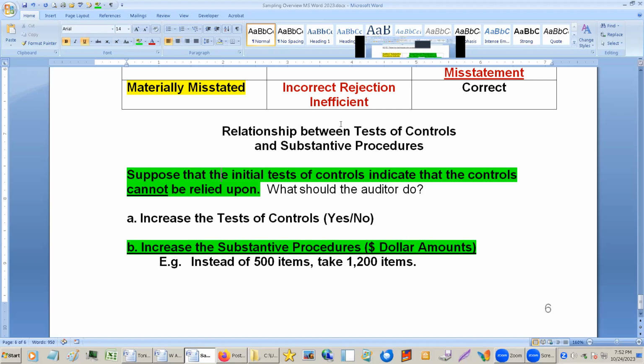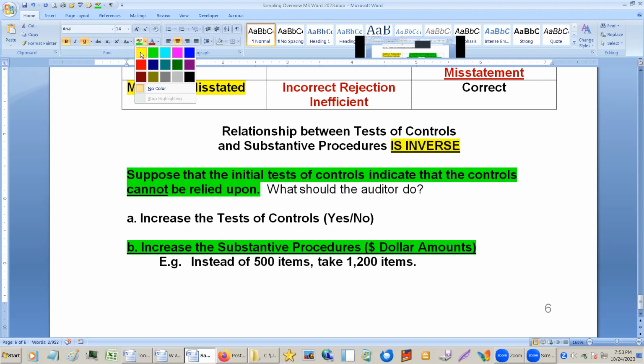When we talk about the test of controls versus the substantive test, the relationship is inverse. Add this on: the relationship between test of controls and substantive procedures is inverse. The more of one you take, the less of the other you do. So if the test of controls is going well, you're going to do more test of controls and less substantive procedures. If the test of controls is a disaster, you're going to stop doing it. You can't rely on them anyways. And you're going to do more of the substantive procedures. So the actual relationship is inverse.